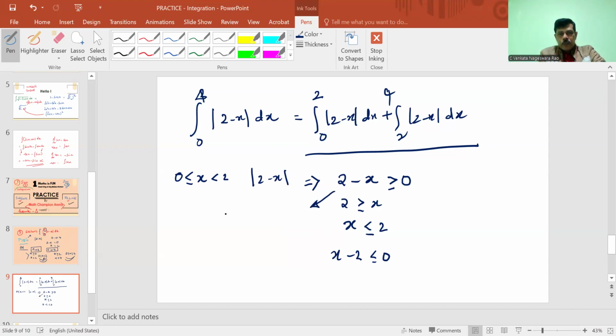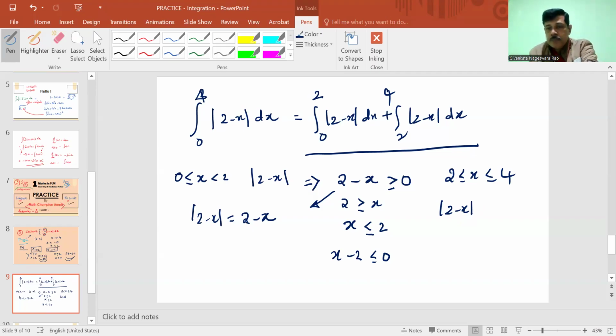So for this expression, the mod of 2 minus x becomes 2 minus x. Now, in the interval 2 less than or equal to x less than or equal to 4, what will happen to this mod of 2 minus x? Suppose I substitute 3 or 4, what will happen here? This will become negative, so 2 minus x will be less than 0.